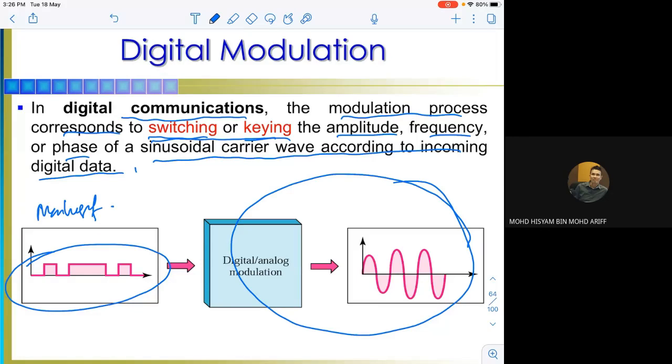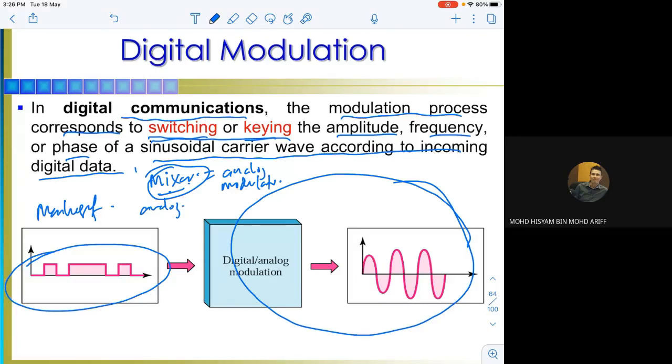Before this, you belajar mixer, right? Mixer you belajar dalam analog. Okay, what is the function of mixer? Combine. Mixer act as an analog modulator. Ini dalam AM dulu and FM. Okay. Now, bila digital, kita tak ada lagi mixer. Kita panggil switching or keying.